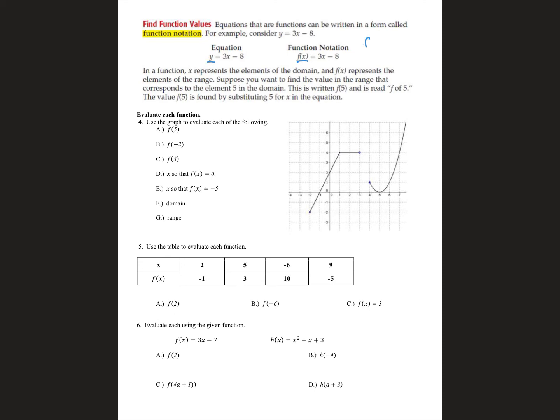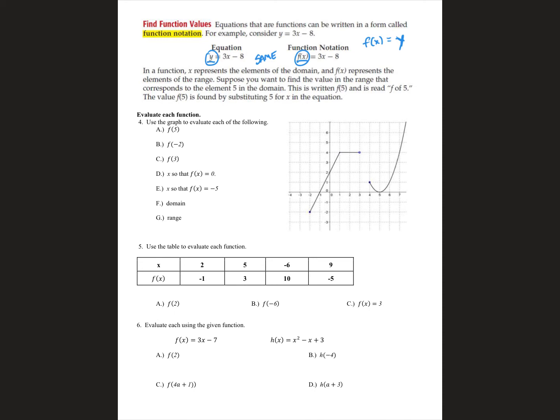Now, when you see f of x, that is your output, which is your y value. So y and f of x are the same. Now, the reason we need to learn function notation is because in a function, x represents the elements of the domain, f of x represents the elements of the range. So suppose you wanted to find the value in the range that corresponds to the element of 5 in your domain. How do we write that?